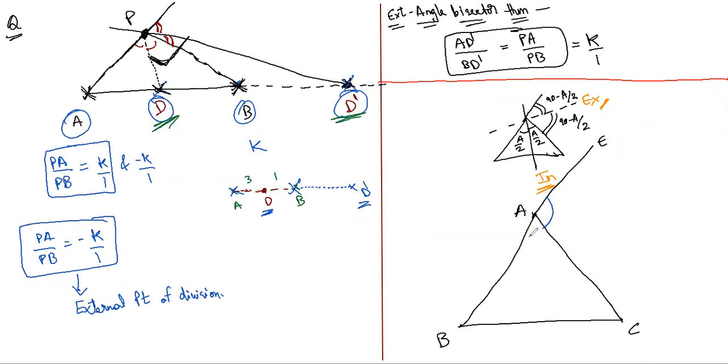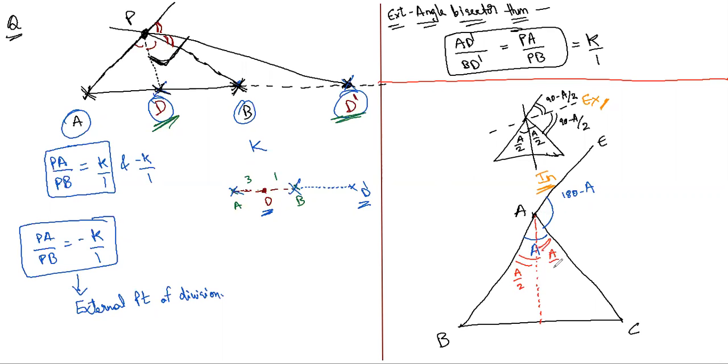External angle bisector का मतलब क्या? See, if this angle is A, what is the external angle? If internal angle is A, external angle will be 180 minus A. Very good. Now next part. What is the internal angle bisector? It is a line which divides this angle into two equal parts. So what will those two equal parts be? A by 2, A by 2.